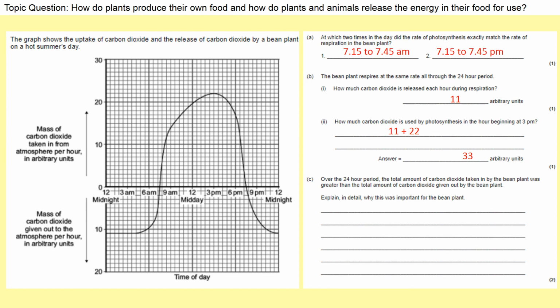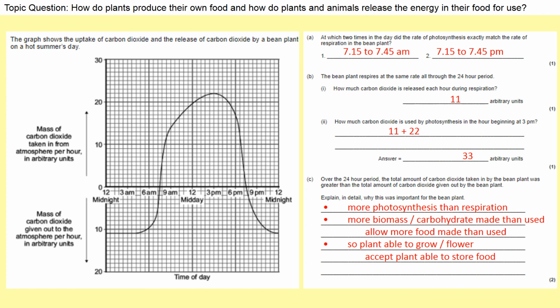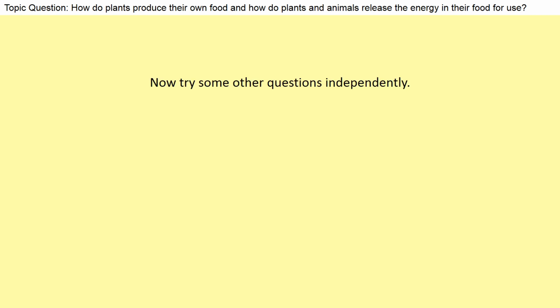And then over the 24-hour period, the total amount of carbon dioxide taken in was greater than the amount given out. Why is that important for the bean plant? It's more photosynthesis taking place than respiration, which means that more biomass or more carbohydrate is being made, and that means the plant can grow, or it can possibly store food if that's what it needs to do.